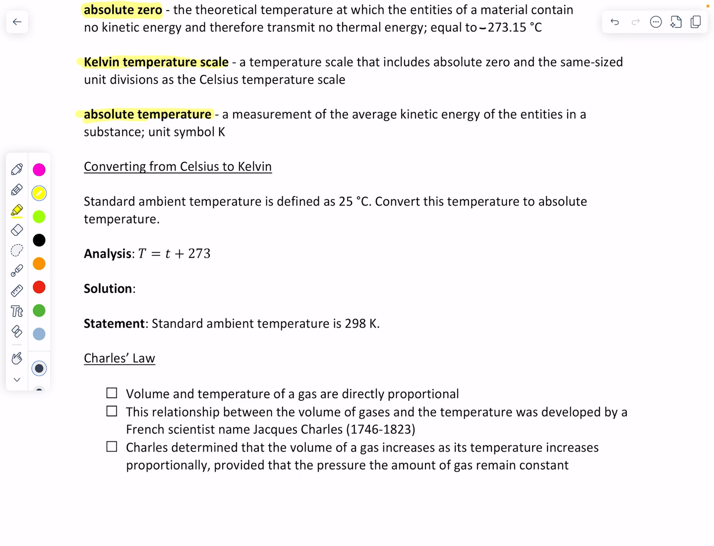Standard temperature is defined at 25 degrees Celsius. Convert this temperature to absolute temperature. Absolute temperature is equal to the temperature in degrees Celsius plus 273, where capital T is absolute temperature measured in Kelvin, and lowercase t is temperature measured in degrees Celsius.